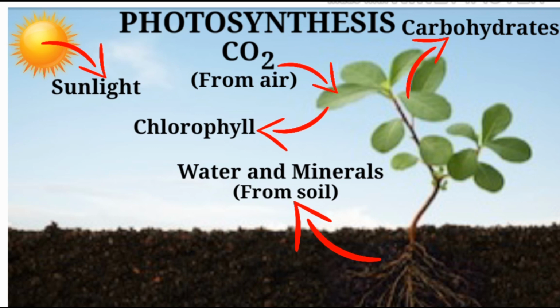Carbohydrates, which are not used immediately for release of energy, are stored in the form of starch, which serves as the energy reserve to be used as and when required by the plants. During photosynthesis, oxygen is given out as the byproduct.